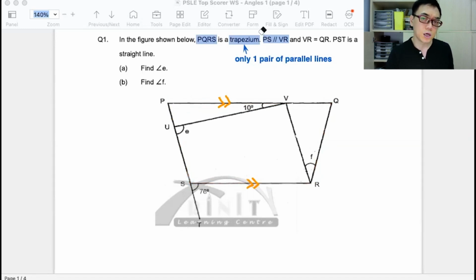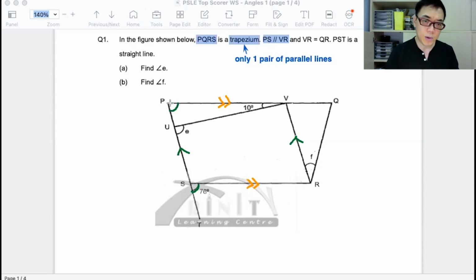The second thing you got to do here is to make use of this information that says PS is parallel to VR. Given a pair of parallel lines, I'm going to indicate parallel, make this a habit. So PS parallel to VR. Now, can you tell me what kind of shape is PVRS? Actually, it's a parallelogram, right? So being a parallelogram, the following is true. Listen, listen. This angle will be equal to this angle.